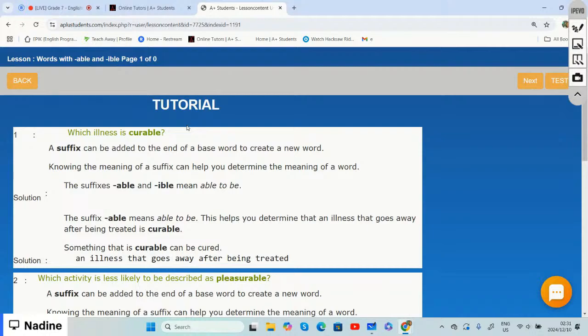And if we were to say which illness is curable, remember something that can be cured. That is something that is curable, something that can be cured. Whether you have the flu, because remember with having the flu, you either have it for a few days, then they put you on medication and then it goes away, or you just have a cold. But it is basically an illness that goes away after being treated.